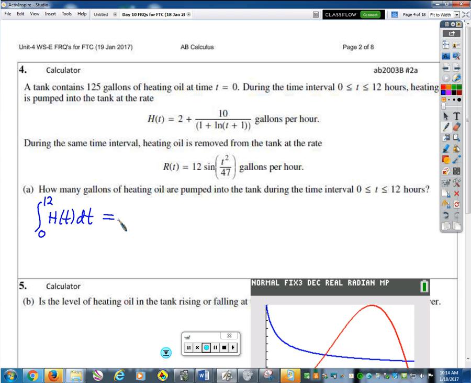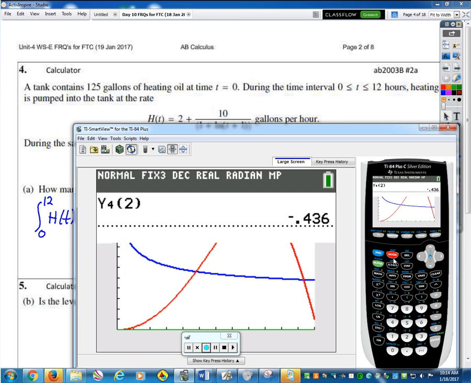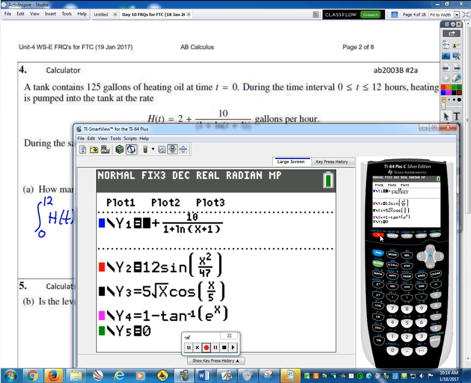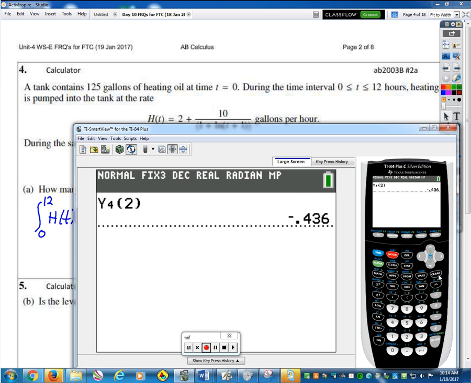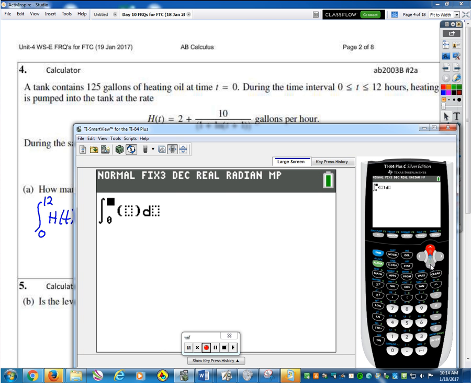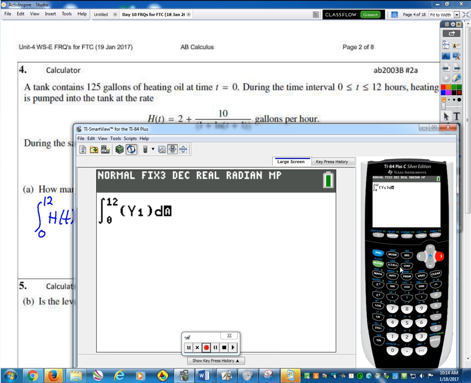I pick up my calculator and do the computation. Let's see, go back to the main screen. I can't remember, H is in Y1. So I'll go back to here. Turn that off. Math 9, 0 to 12. Alpha trace. Choose Y1. X, press enter, write down the values, and it comes back 70.571.